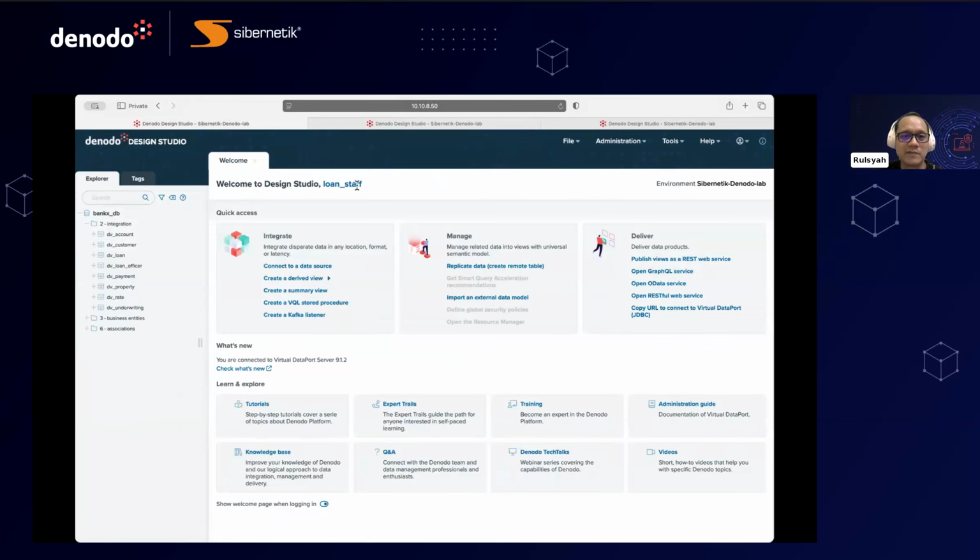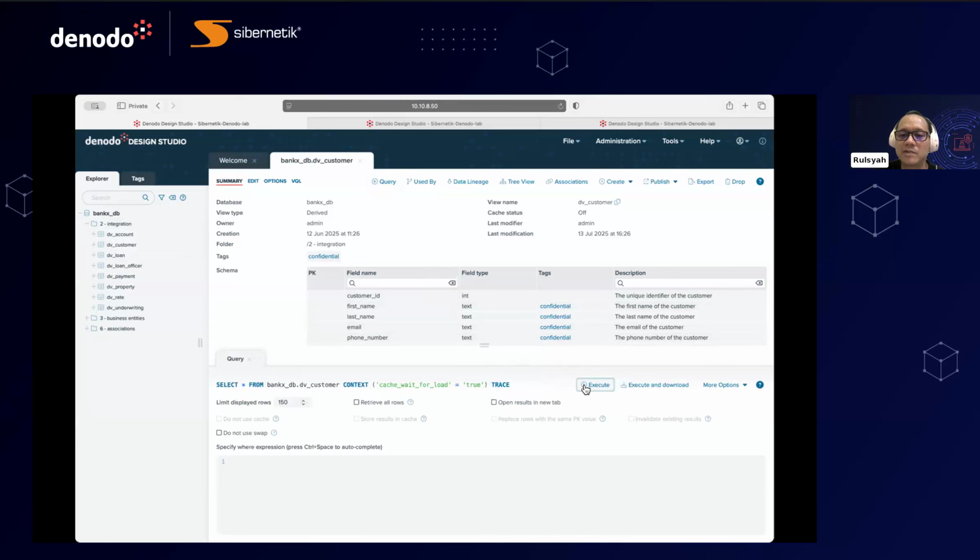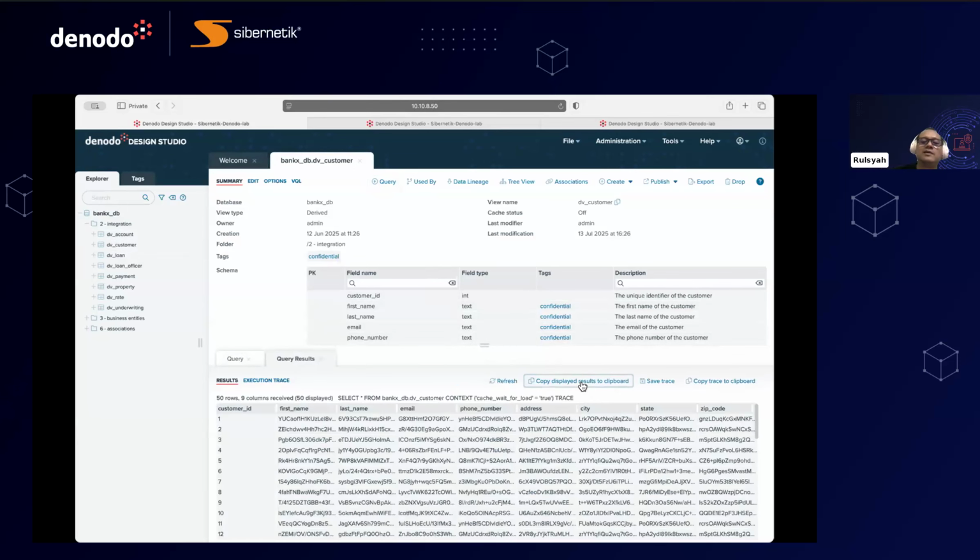This tab is for the loan staff. We select the customer, and then we execute. Right here. So this means that the global security policy to obfuscate the PII data is already activated. And this rule will apply to the user here, who will consistently see this screen, the hashed columns. Okay, thank you, Mas Jerry.